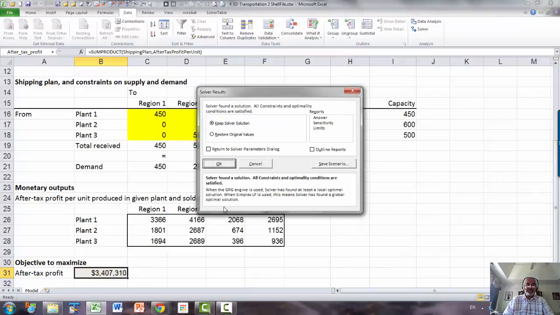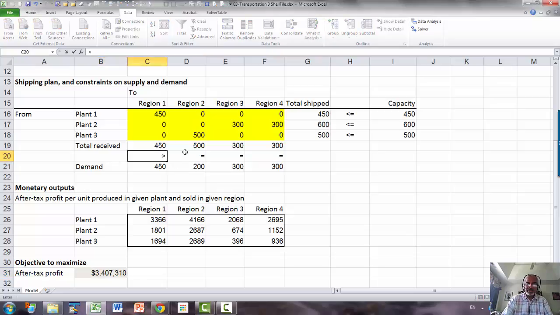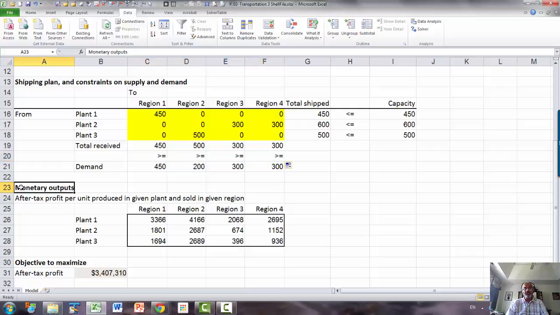Now, of course, that will increase the profit because now you are selling 300 more units than the minimum demand. So in that case, these constraints are now greater than or equal to constraints. Whichever is the valid situation, you need to use the constraint in that fashion. So don't use equal to all the time, or greater than or equal to all the time. It depends upon what is appropriate for a given problem.